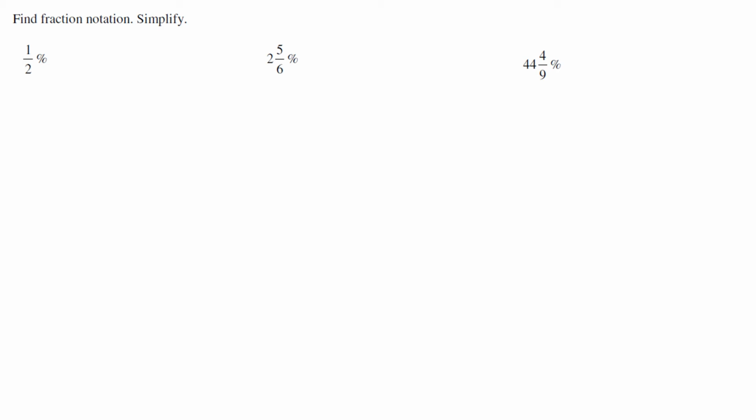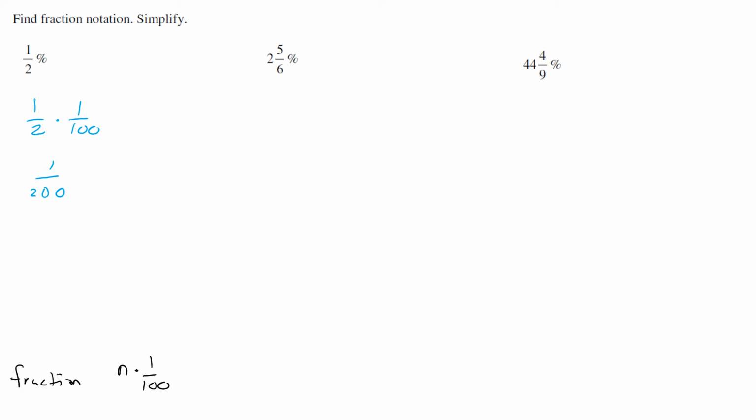Alright, find fraction notation. As a reminder, for fraction notation we take that number and multiply by 1 over 100. We might need to do some simplification thereafter, but let's start there. So this is going to be 1/2 times 1 over 100. That's going to be 1 over 500. And here we see that nothing's going to simplify, so that's, oh, sorry, 1 over 200. But again, still nothing will simplify, so we just get 1 over 200.